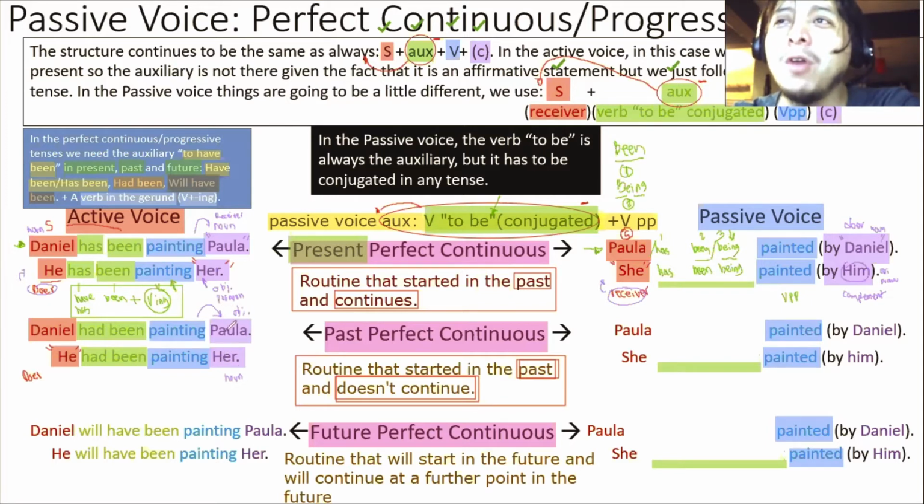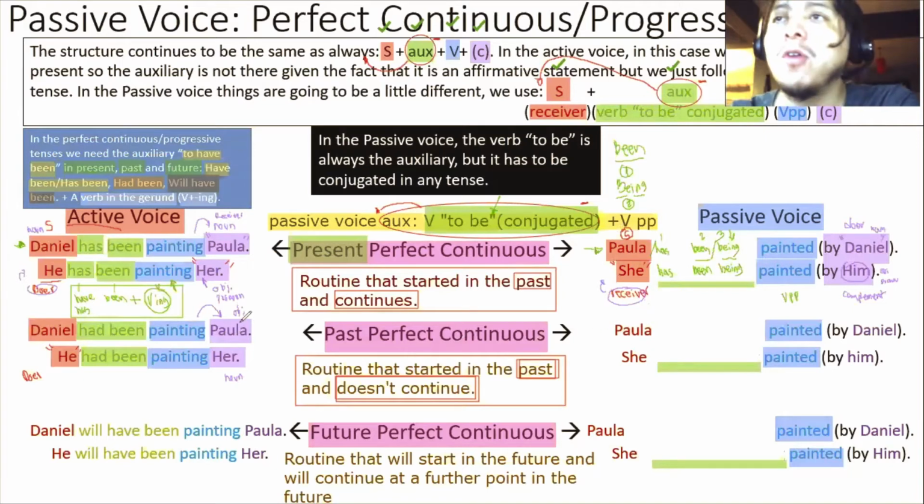Only when we have objects, we can change everything to the passive voice. If you don't have an object, you cannot make a sentence into the passive voice, because the passive voice is focusing on the object, on the receiver of the action. If you don't have a receiver of the action, then you cannot use the passive voice. You have to use the active voice. In this case, luckily, we have an object. So we can make these sentences into passive voice.